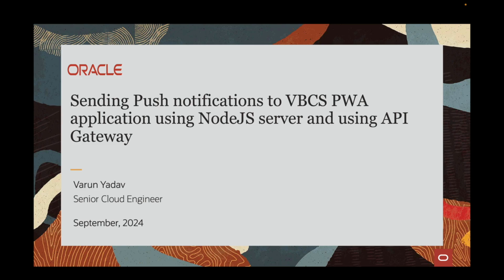And in this video, I will be going through how to send push notifications to Visual Builder Cloud Service, a progressive web application, using a Node.js server. And we will also use API gateway.